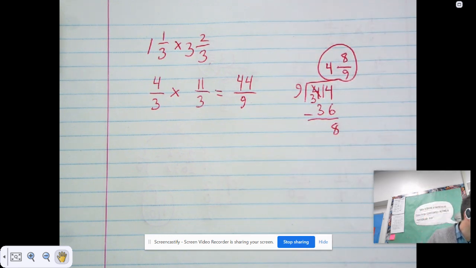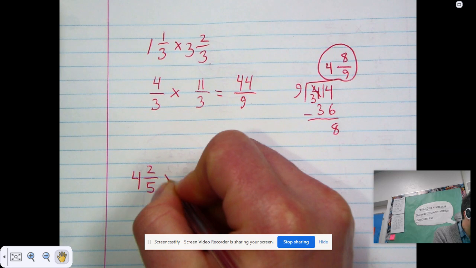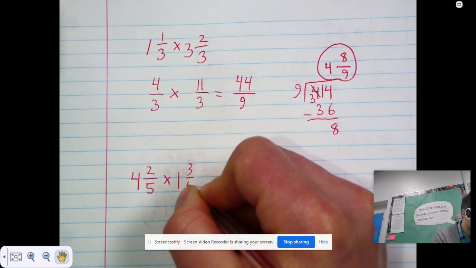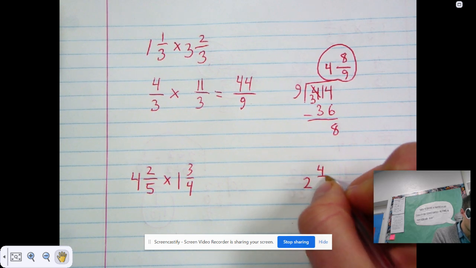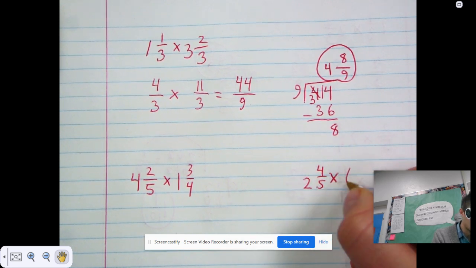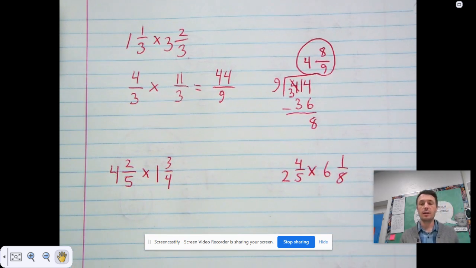Okay, I will go ahead and give you a couple independent practice problems now. Go ahead and do 4 2/5 times 1 3/4, and do 2 4/5 times 6 1/8. Go ahead and do those two problems independently, and then click on the next video attached underneath this one to see if you did them correctly.